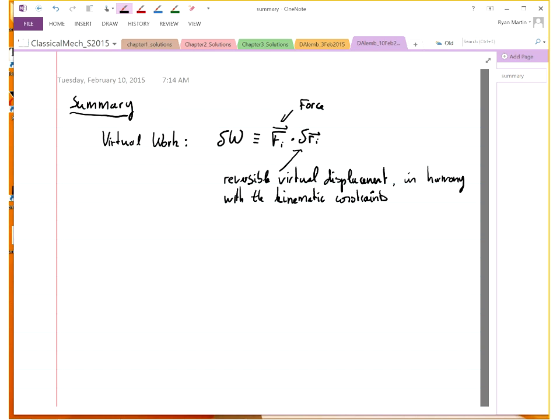So if you have two masses, for example, that are connected by a bar, maybe the two masses are falling down with gravity, so an allowable virtual displacement would be for the two masses to both go upwards, but not apart from each other. If they were to move apart from each other, that would violate the constraint that they're connected by a bar. Okay.